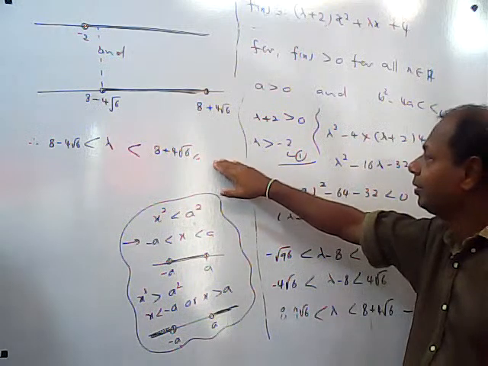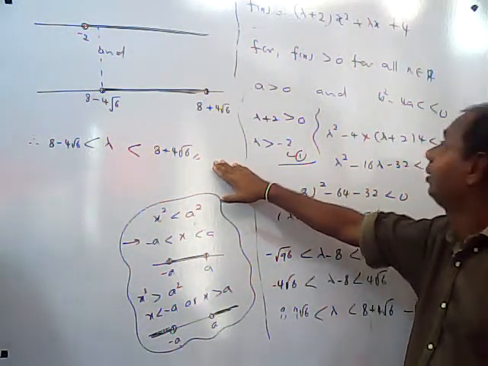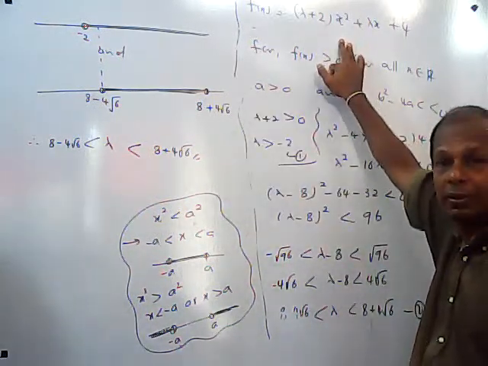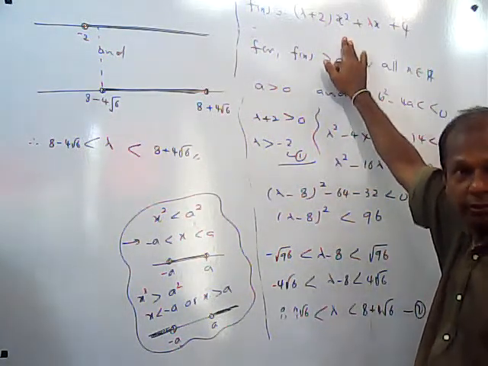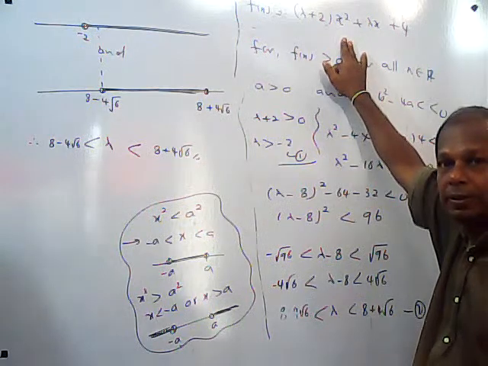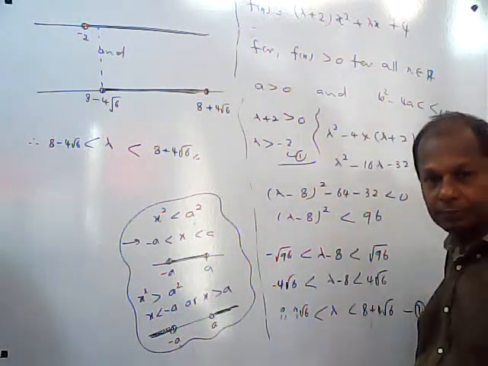If lambda stays in this interval then this function is always positive, whatever the value of x. The function value will always be positive.